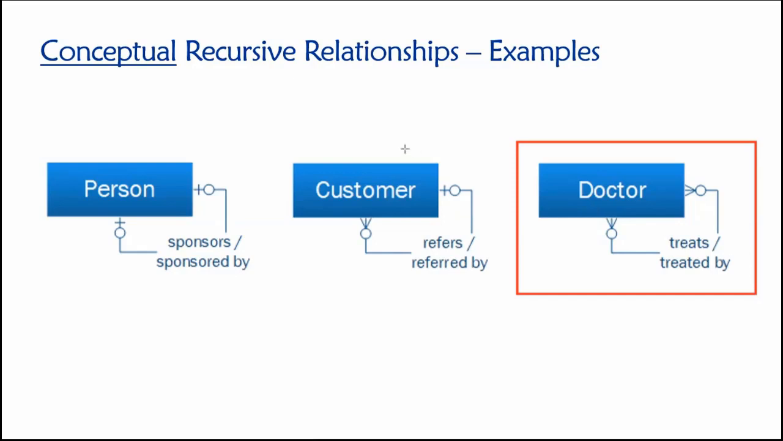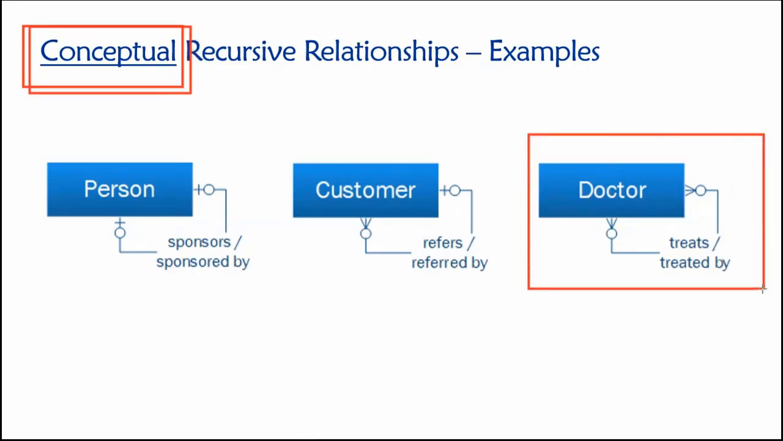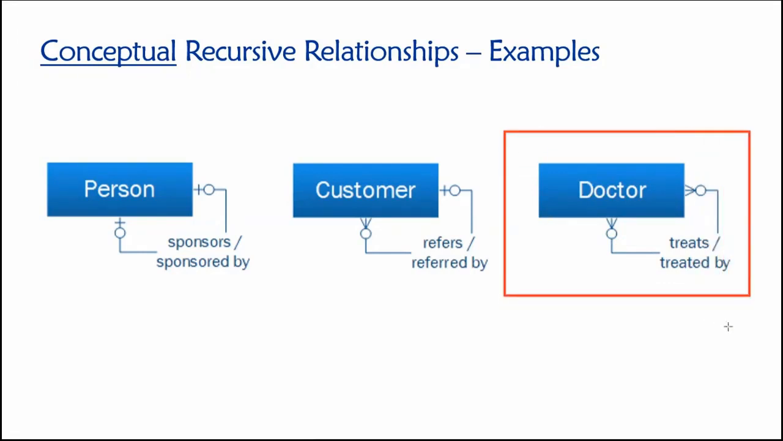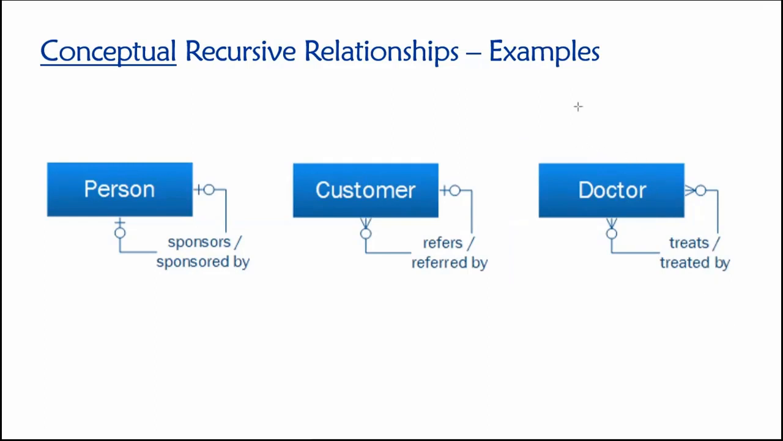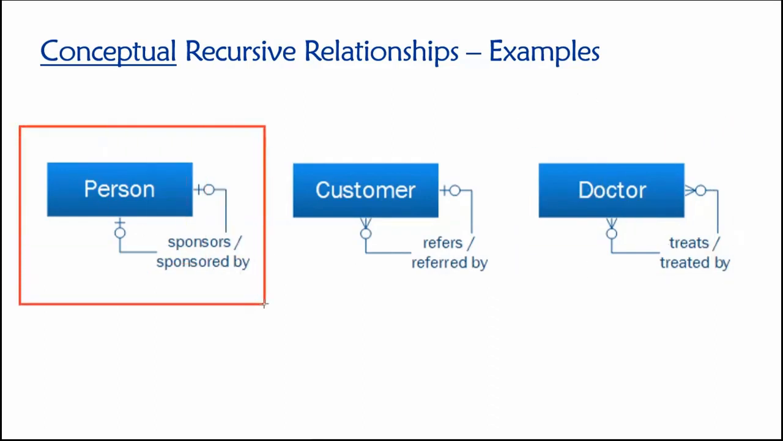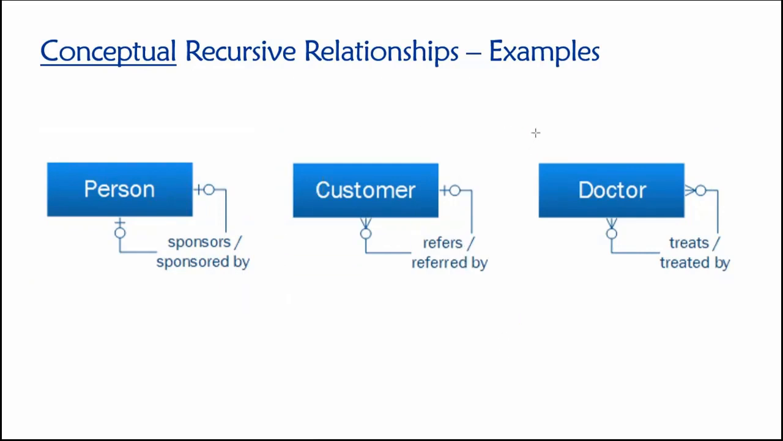But do keep in mind the important fact that these are conceptual. This cannot be implemented directly. This conceptual many-to-many cannot be implemented directly, just like a many-to-many binary relationship cannot be implemented directly in a real-world database. We're going to need to add an intersection table to implement this. These two, however, the recursive one-to-one and the recursive one-to-many, can be implemented directly. And let's see how we do that.